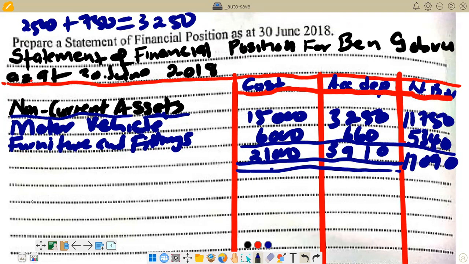Then from there, we go to our current assets. So here we can just put a heading of current assets. For our current assets, let's see what we have. Examples of current assets: the bank is a current asset. We also have cash as a current asset. And we also have trading stock, trading inventory, also a current asset.